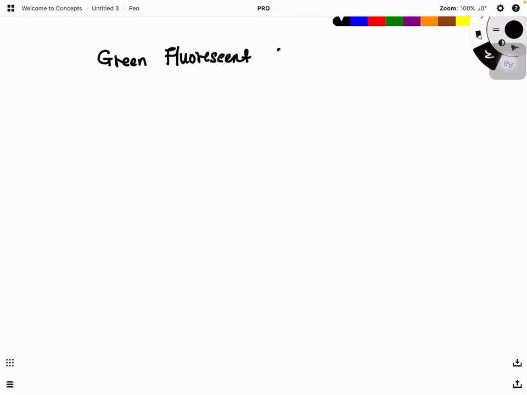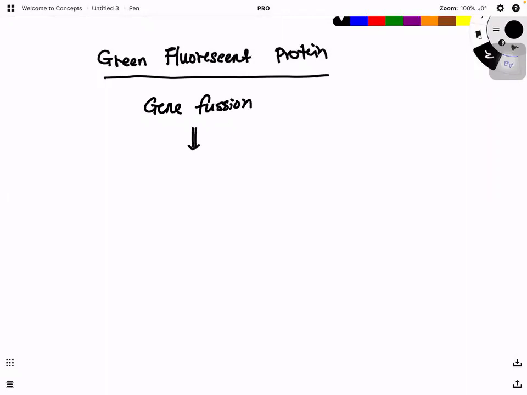Now, what's so special about this green fluorescent protein? We can do the gene fusion. And these gene fusions allow us to have the fusions of the protein. Okay, protein fusion. Now, what does this mean? So far, not many proteins can do this, what we call the gene fusions and also the protein fusion.